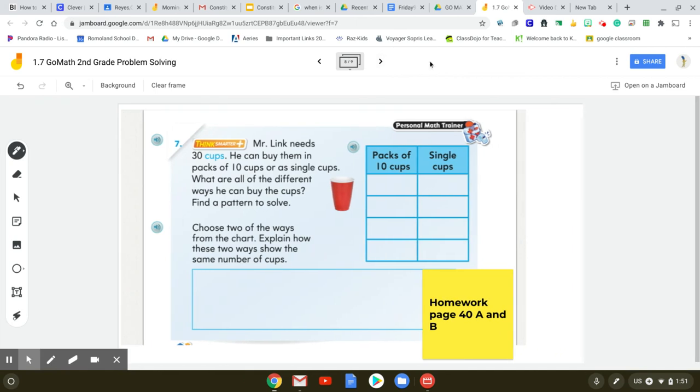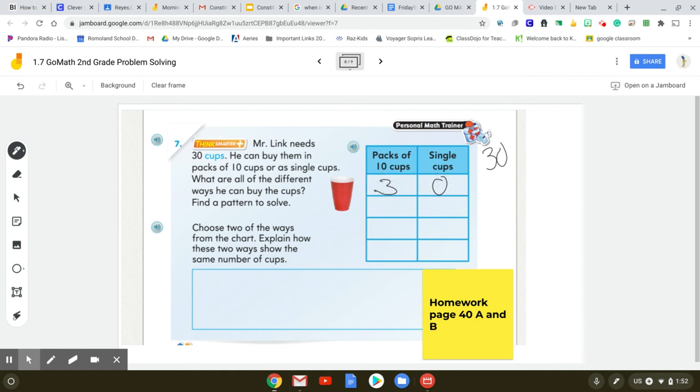Okay, we're on the bottom of page 40. Mr. Link needs 30 cups. He could buy them in packs of 10 cups or single cups. What are all the different ways that he can buy the cups? Find the pattern and solve. So let's look at it one more time. Mr. Link needs 30 cups. He has to have 30 cups, right? And he can have a pack of 10 or a single. So we're going to go over here. So how many packs of 10 would we have? We had 3 packs of 10 with 0 singles.